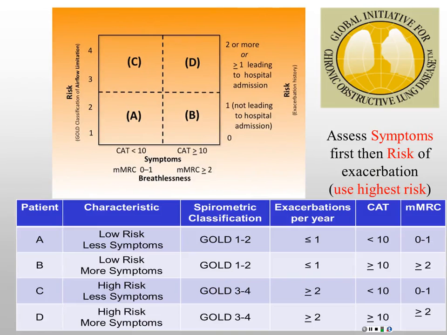Patient in group A, they have low risk and less symptoms. So the symptoms here, you go this way, there is more symptoms. You can use two scales, the CAT scale or the MRC scale. Here on that side, this is the exacerbation risk. Here, this is a gold classification. So patients in A, they will have low risk and less symptoms. In B, they will have low risk but more symptoms because we go this way. C, they will have high risk and less symptoms, and D, they will have high risk and more symptoms.